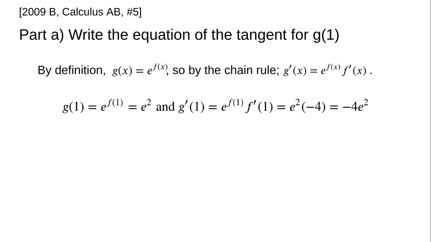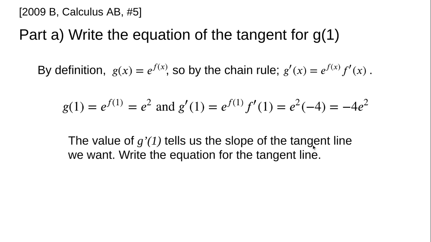So g of 1 is e to the f of 1. In the question stem, we're given that f of 1 is equal to 2, so g of 1 is just e squared. G prime of 1 is then e squared times f prime of 1, and we are given in the question stem and on the graph that f prime of 1 is negative 4. So g prime of 1 is negative 4 e squared. So now we have our x value at 1, our g of x value, which is e squared, and our g prime value at 1, which is negative 4 e to the second.